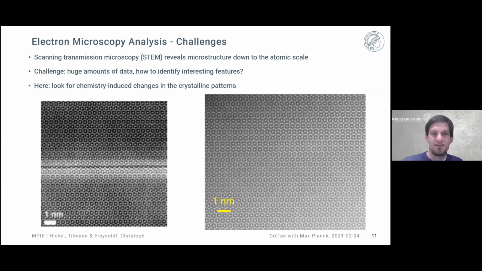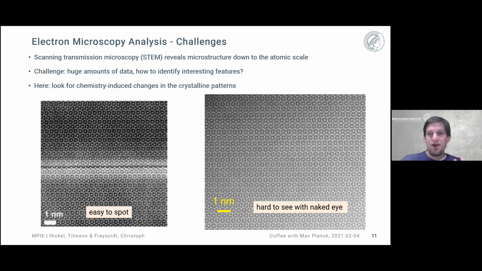There's this whitish region here that actually comes from strain, not from chemistry, that highlights where this defect is located. If you look at the right-hand picture, you would not immediately see that there are any defects at all. It all looks like a very regular structure. With the naked eye, it is very difficult to see that there are any defects.